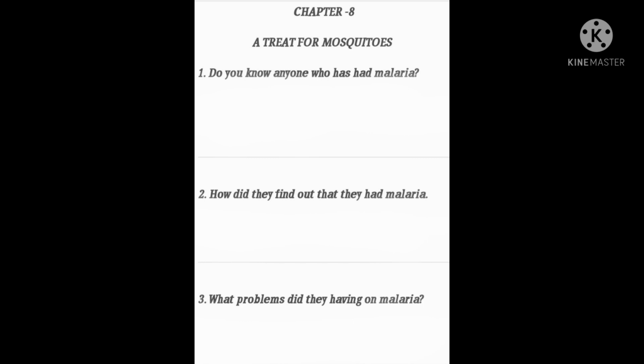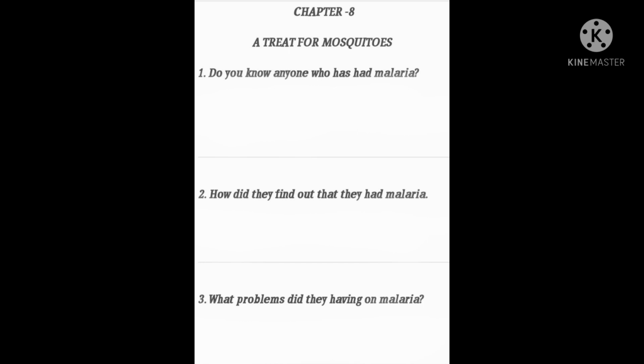Question number 2. How did they find out that they had malaria? Answer, it was found out by examining his blood or her blood.